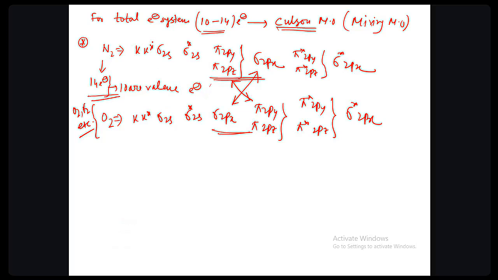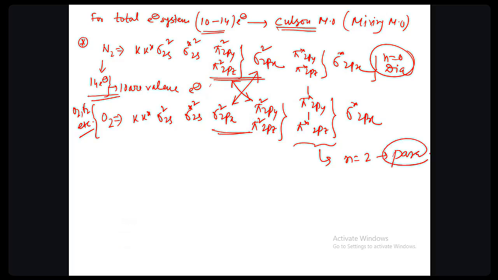So for nitrogen, like 14 electrons, 2, 4, 6, 8, and 10. For oxygen there are 16 electrons, 2, 4, 6, 8, 10, 11, 12. So you see that nitrogen is diamagnetic, no unpaired electron, n equal to 0. But here you see that n equal to 2, so oxygen is paramagnetic.